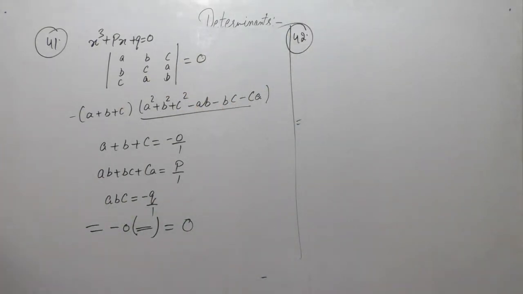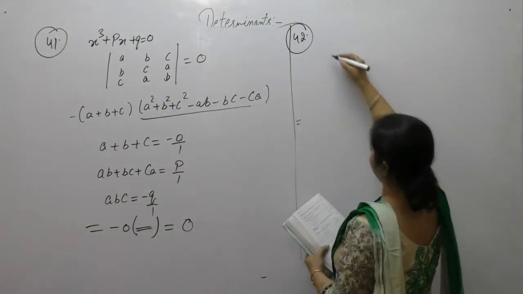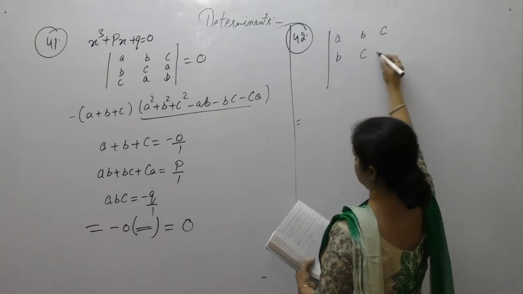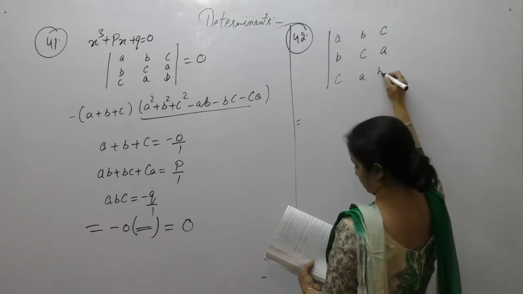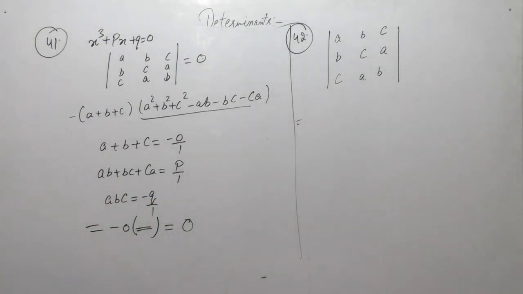Next one, if A, B, C are positive and unequal, show that value of determinant is always negative.